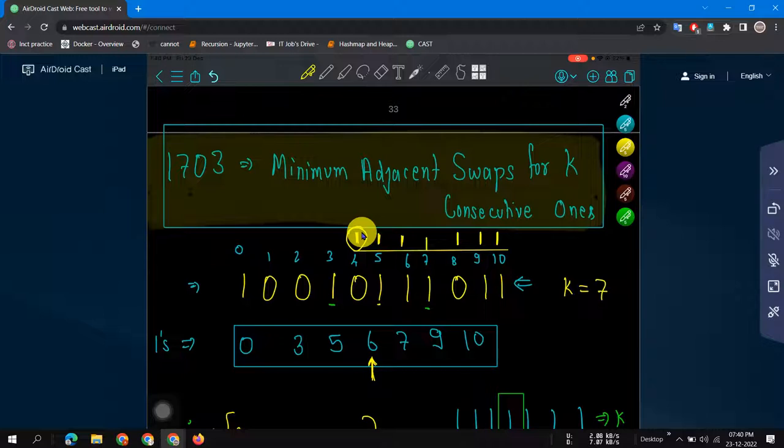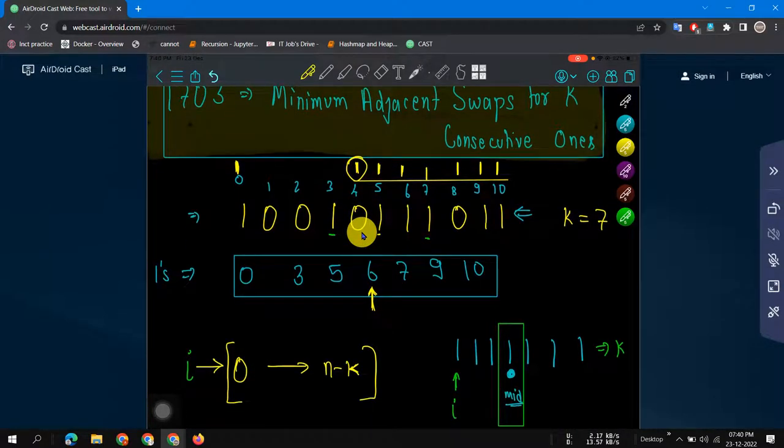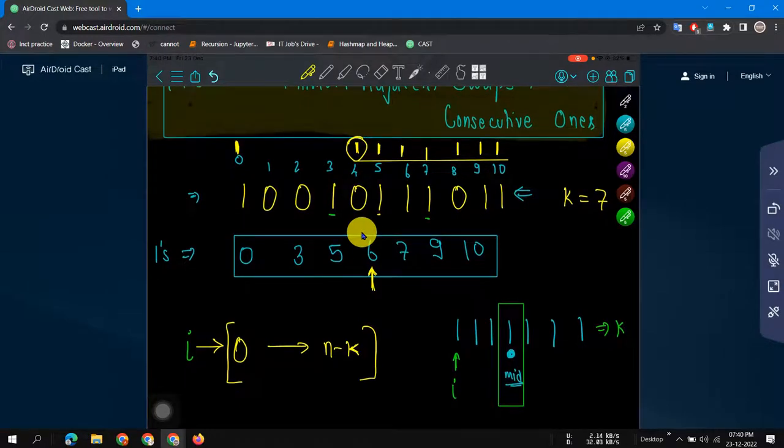Okay, my starting point will be at the fourth index, and it can also start from 0. So I can say that the starting point of 7 consecutive ones could be from 0 to n minus k, where n is the length of the array, right? Length of the array. So you can see that the length of this array is 11. 11 minus 7, how much? We got 4, and we can see that 4.